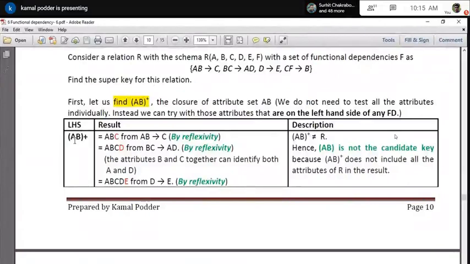Then to find whether AB is a super key, you have to start with AB. That means you assume that AB is already there in the result, because by rule AB should be there. So naturally I consider AB is there. If AB is there, then we can consider the FD where AB is in the left hand side, AB is already there. So naturally, what does it mean?